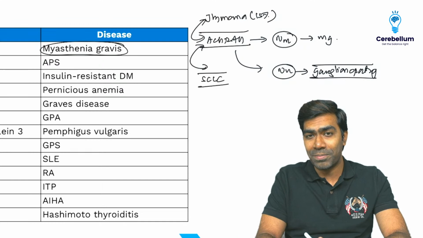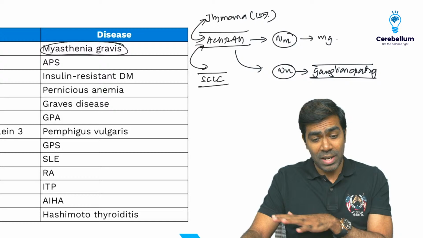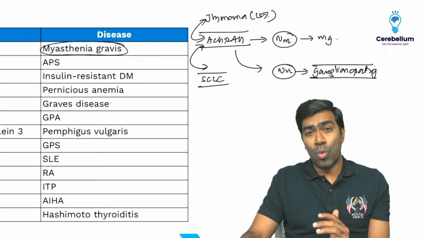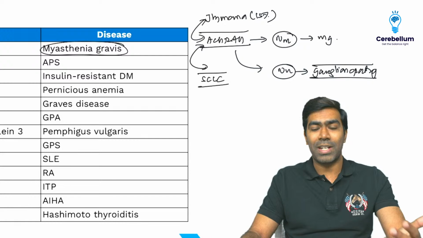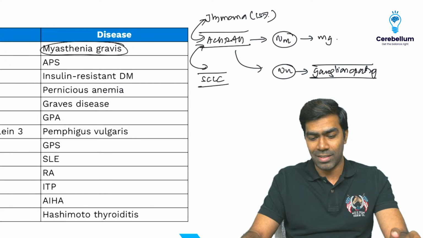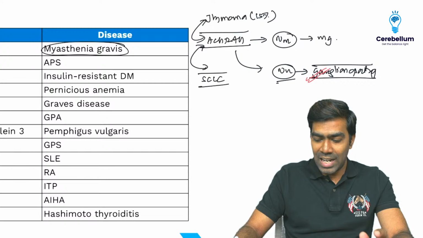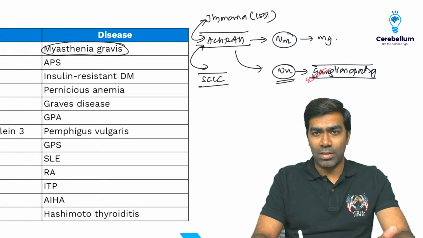See, Lambert-Eaton myasthenic syndrome is different. That is due to voltage-gated calcium channel antibodies, against the PQ type of calcium channels. They are not acetylcholine receptor antibodies. I'll repeat. This is autonomic ganglionopathy caused by antibodies against the NN type, produced by small cell lung cancer.